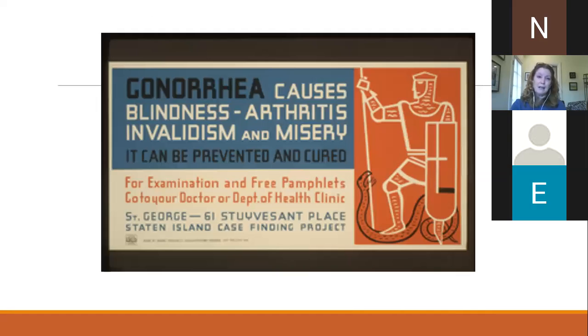Okay, so chlamydia can infect the penis, the cervix, the rectum, sometimes the throat. Chlamydia does not get into the bloodstream. It can't spread that way. It's treatable with antibiotics.